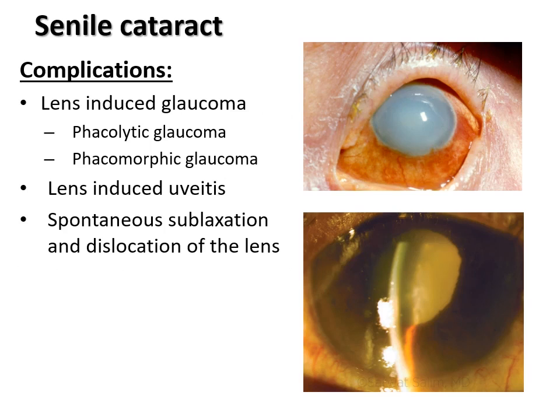The main complications of cataract are either lens-induced glaucoma or lens-induced uveitis, or spontaneous subluxation and dislocation of the lens. For the glaucoma, it is subdivided into phacolytic and phacomorphic glaucoma. The phacolytic glaucoma is a complication of mature or hypermature cataract, in which the lens proteins leak through the lens capsule, become engulfed by the macrophages, and clog the trabecular meshwork, leading to acute rise of tension. And this is the first picture.